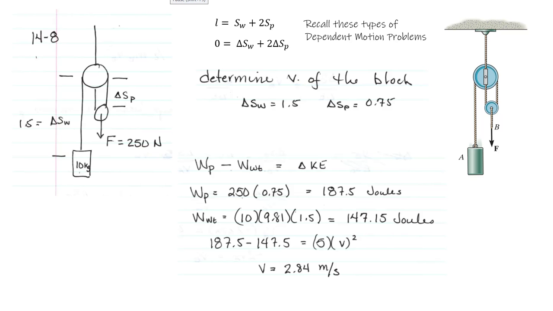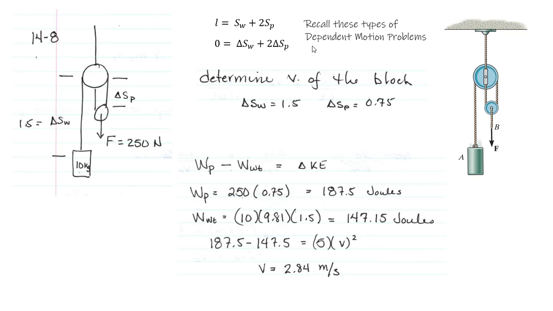Okay, this is problem 14-8 in our Hibbler text, and I'm going to read you the problem. We've got a force that's 250 newtons being pulled down on the pulley right here. So we're going to use subscript P to represent our pulley, and we're going to have a 250 newton force pulling down. And this is going to mean that this block is going to go up. So if I pull this down, this block is going to go up.